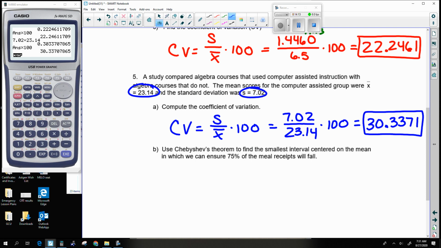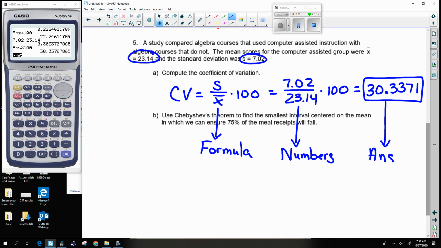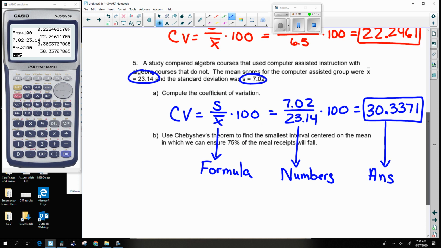Again, round your numbers to 4 decimal places. Okay, again, notice my work. The work that I showed, if possible, write a formula, put in numbers, and then I have an answer. This is complete work. Make sure you're showing formula, numbers, and answers pretty much for every single problem.